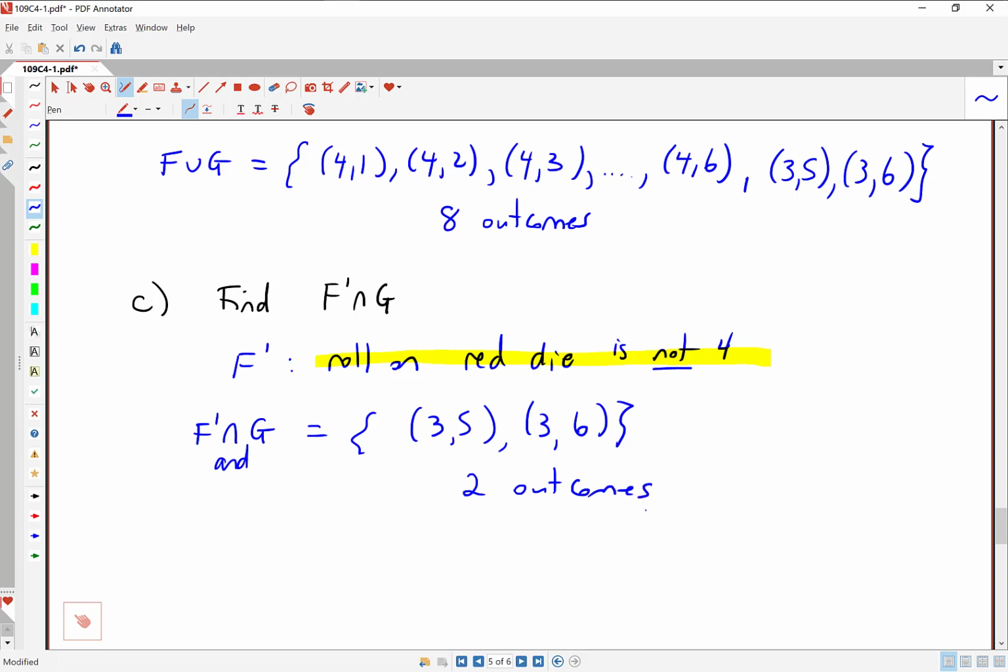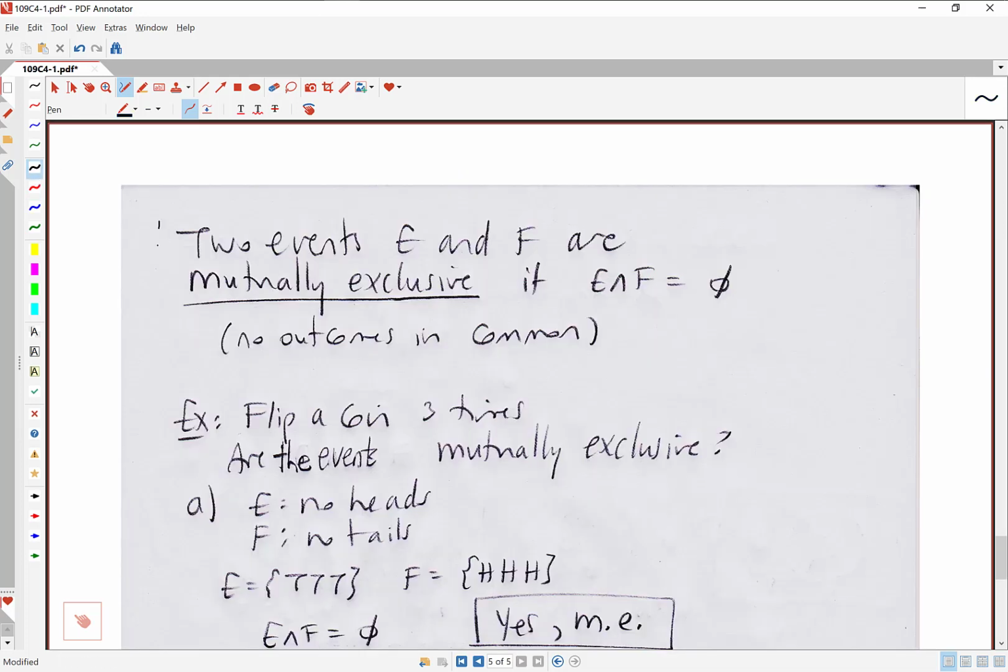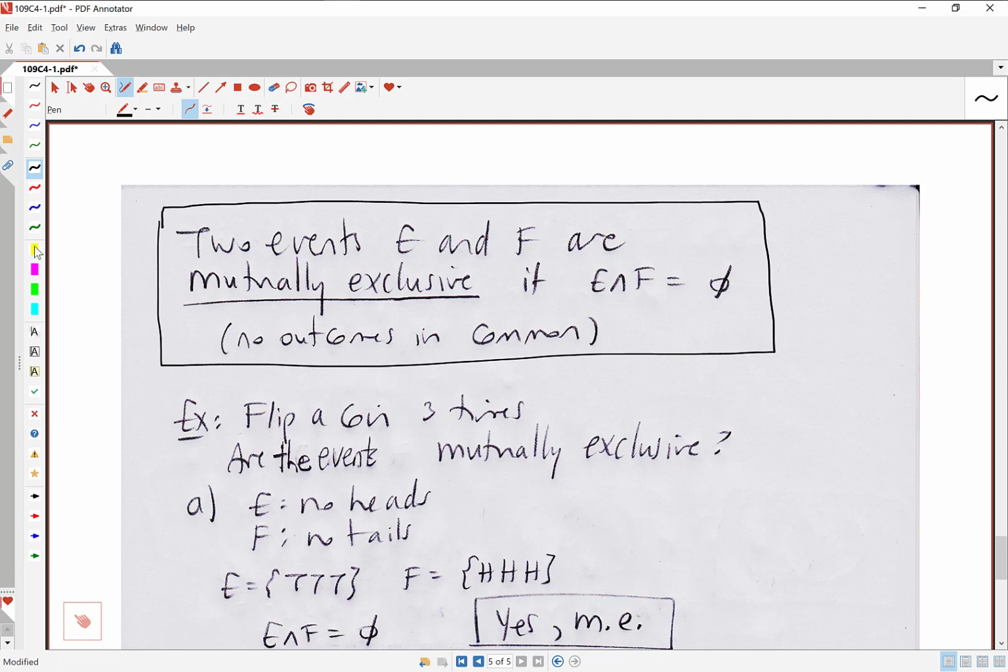So one final definition for this video. We say that 2 events, E and F, are mutually exclusive if their intersection is the empty set. Let's think of a less formal way of saying that. The intersection of 2 sets is just which outcomes they have in common. And if their intersection is the empty set, it means E and F have no outcomes in common. So here's a rephrasing of what mutually exclusive means. E and F have no outcomes in common.